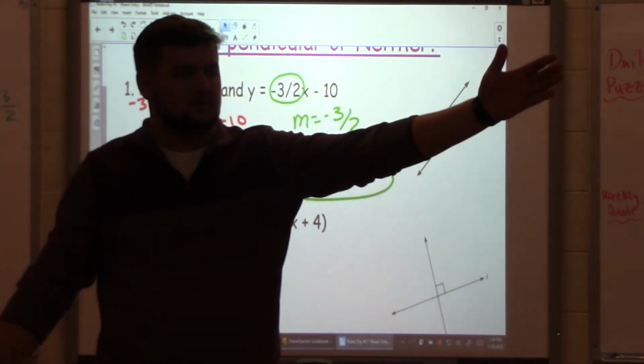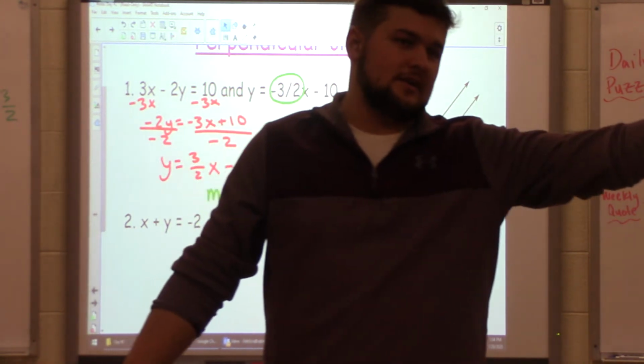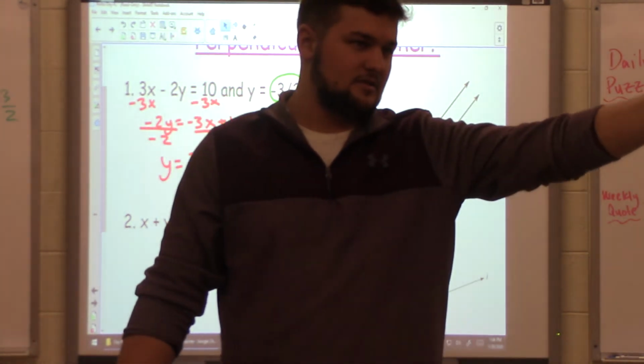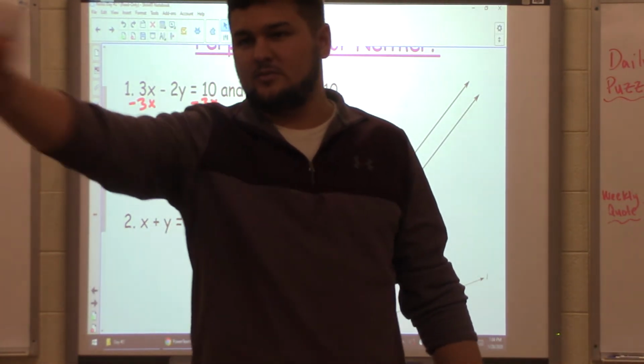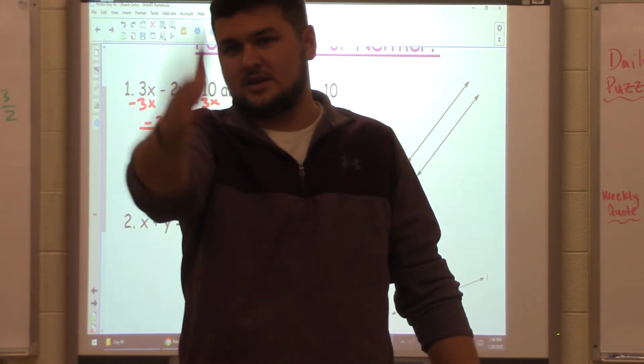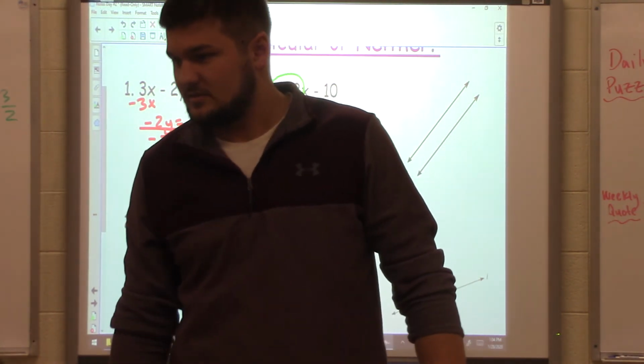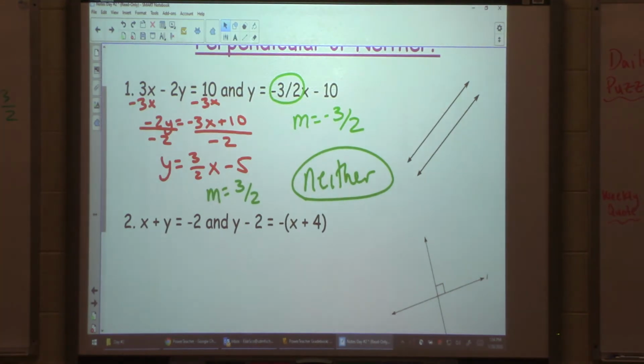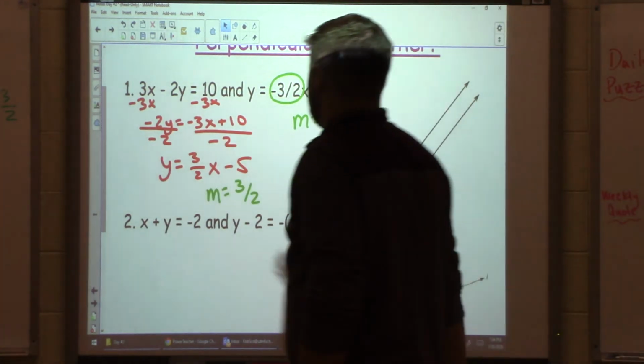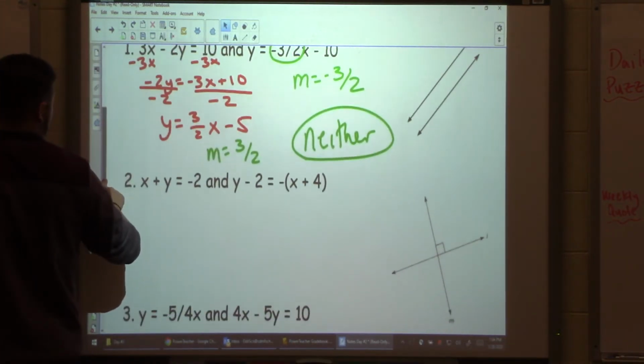Alright, since it seems like most of you are working ahead on these, I want this side of the room to do the second one, and you'll have to pick a representative to put on the board. This side of the room, we'll do the third one. You need to pick a representative to put on the board. Find your slopes, compare them.